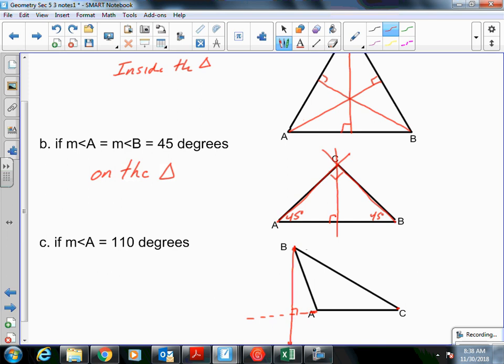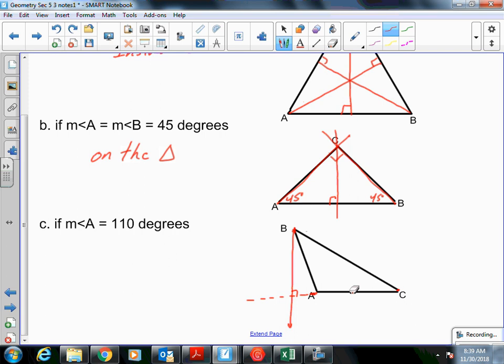And then the same thing for drawing in from C to side BA. This isn't a right angle here. So to make a right angle, I've actually got to come out here somewhere. So I'm going to have to also extend side BA. And then from point, let's see if I can draw that straighter. Looks a little better.